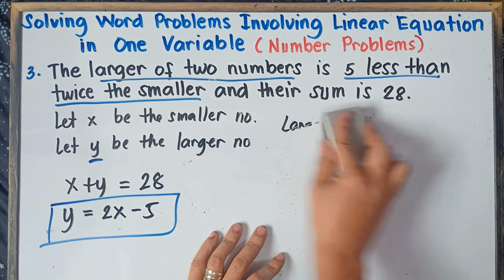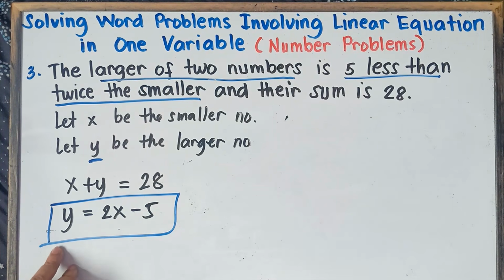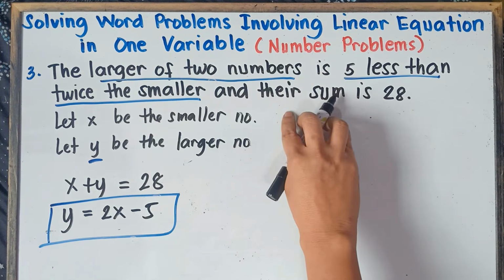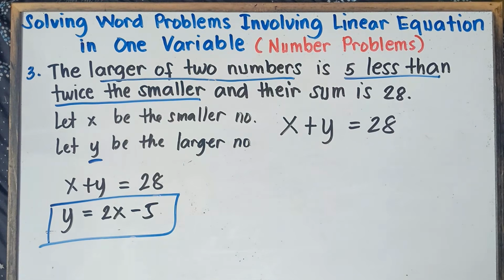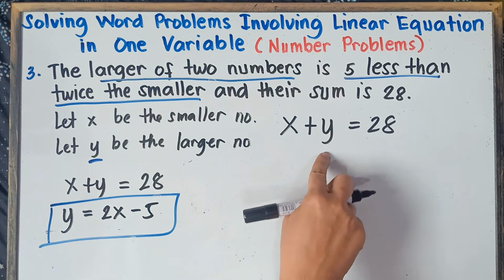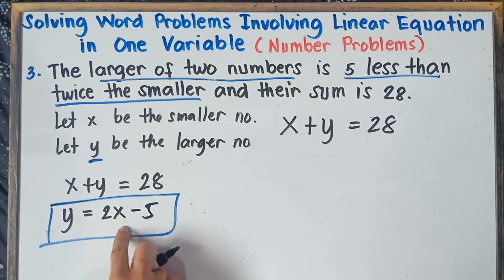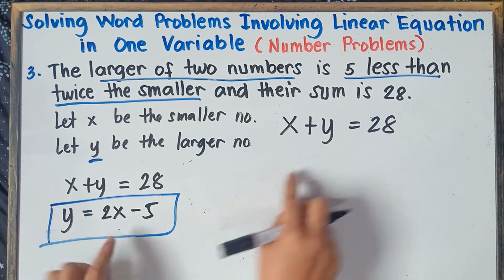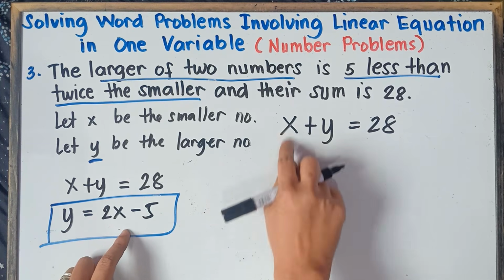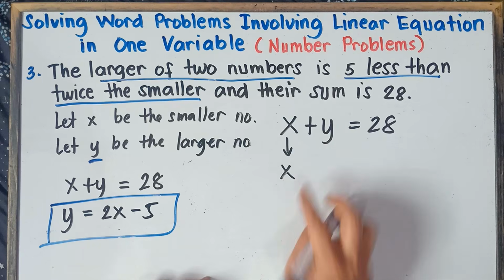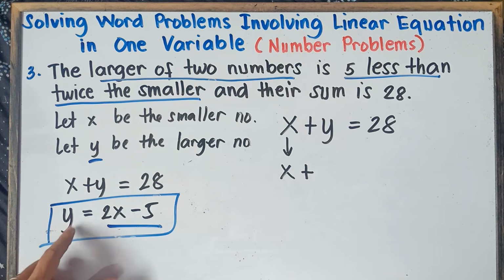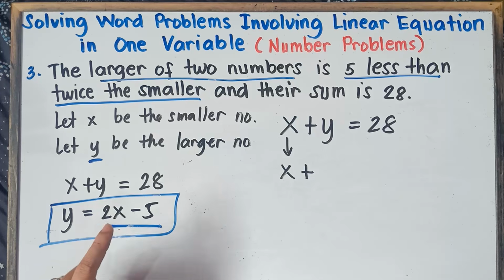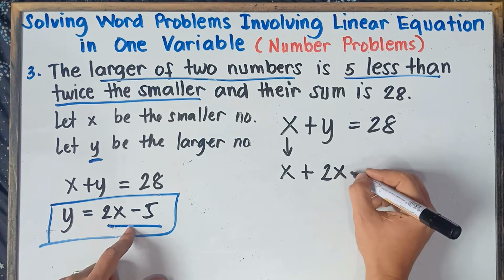Alright, so simply substitute, class, the value of y. Once again, if we add the two numbers, the answer is 28. So x plus y equals 28. We already have the value of y, class. Our value of the larger number is 2x minus 5. Simply substitute the value of y. So simply copy x, copy the plus sign, and the value of y, that would be 2x minus 5. So this will be x plus 2x minus 5.